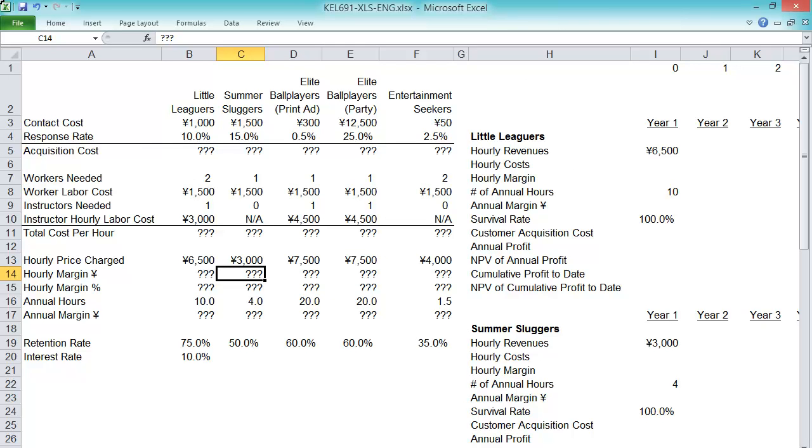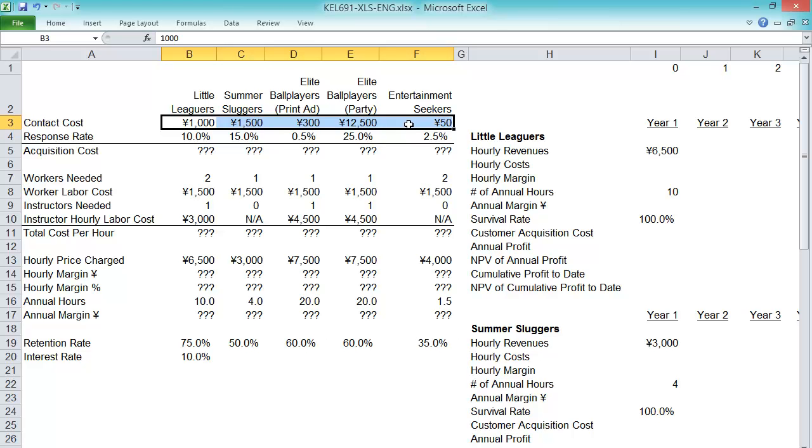Let us now move to the Microsoft Excel file, and first we have to fill in this left pane of the Excel sheet. We have the contact costs for little leaguers, summer sluggers, the two kinds of scenarios we see unfolding for elite ball players, the party or the printout scenario, and the entertainment seekers. So the contact costs, which were outlined in the case, are just simply written here.